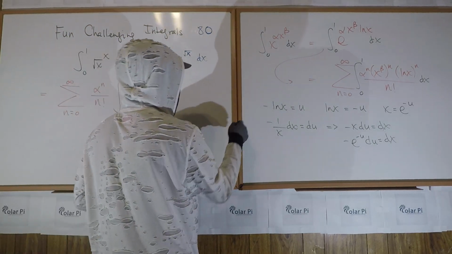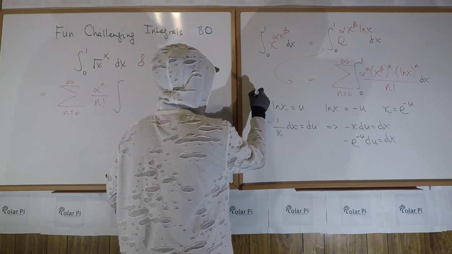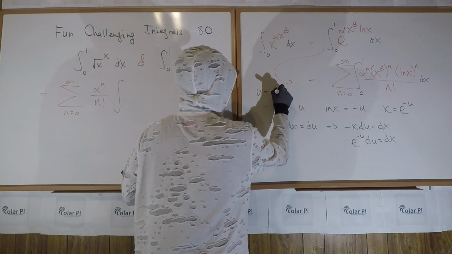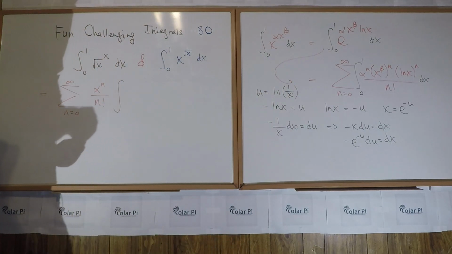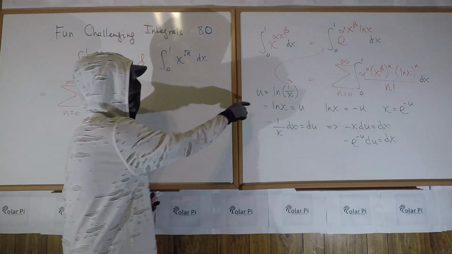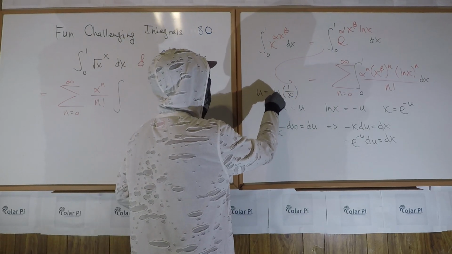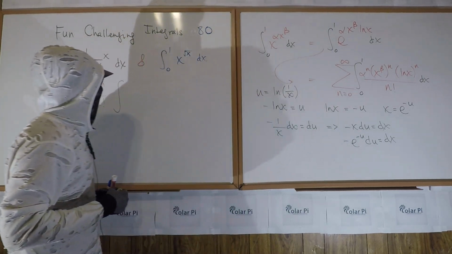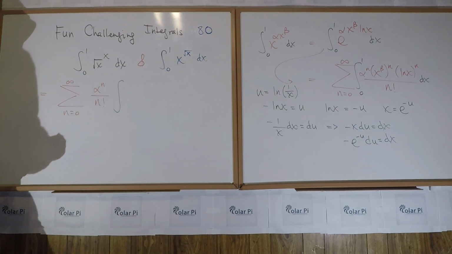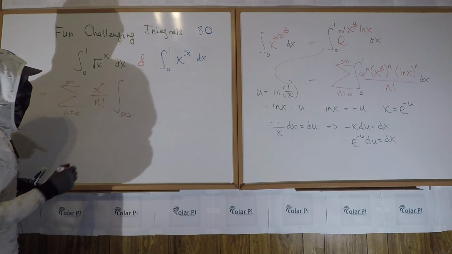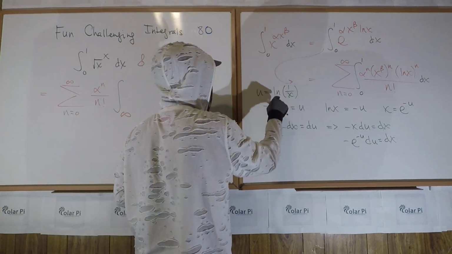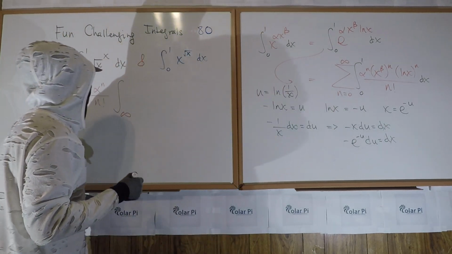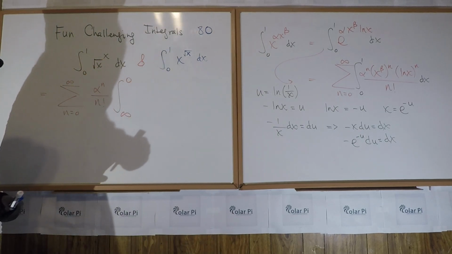Notice this substitution, negative ln of x equaling u, means that u is equal to the natural log of 1 over x. So when x is equal to 0, we get u is equal to the natural log of 1 over 0, natural log of infinity, which is infinity. So since we're switching to u, 0 turns to infinity, and then 1 turns into natural log of 1 over 1, natural log of 1, which is 0. Yeah? Okay, cool.